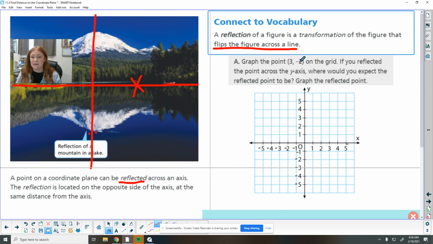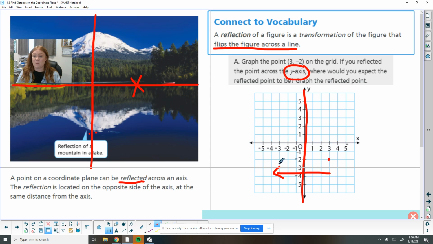So over 3 to the right, positive, down -2. So over 3, down 2. And this is all counting by ones. So here is our point right here. We want to reflect that over the y-axis. So if I fold this y in half, the point is going to flip over into this quadrant here somewhere. So I want you to think about that and see, where do you think this point would be if I flipped it over here? It's at over 3, down -2, and I want to flip it over here.